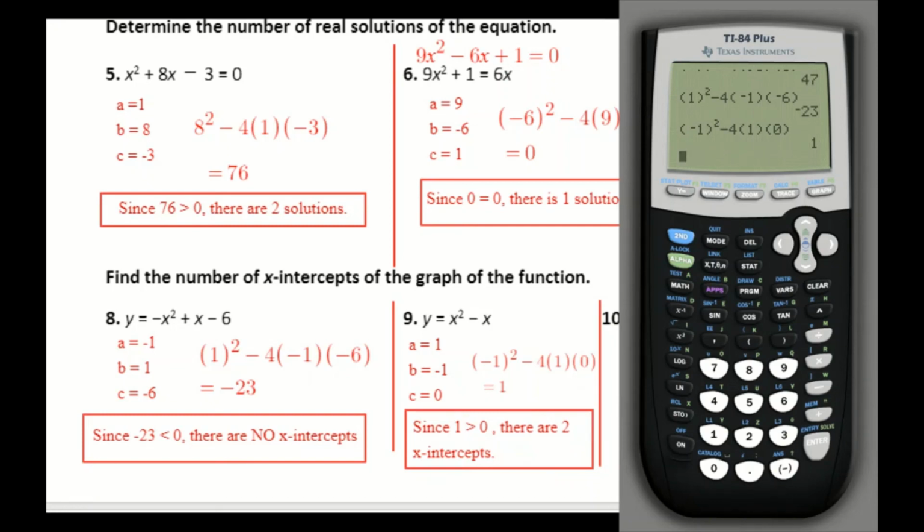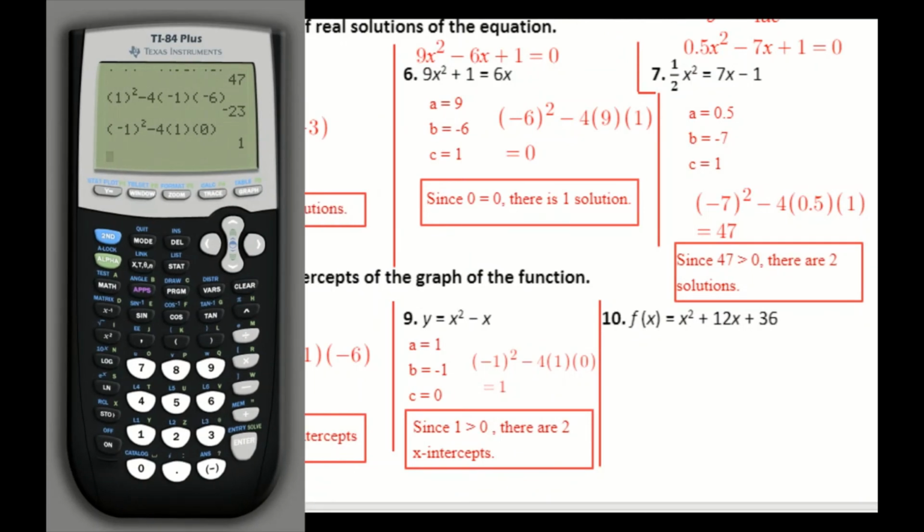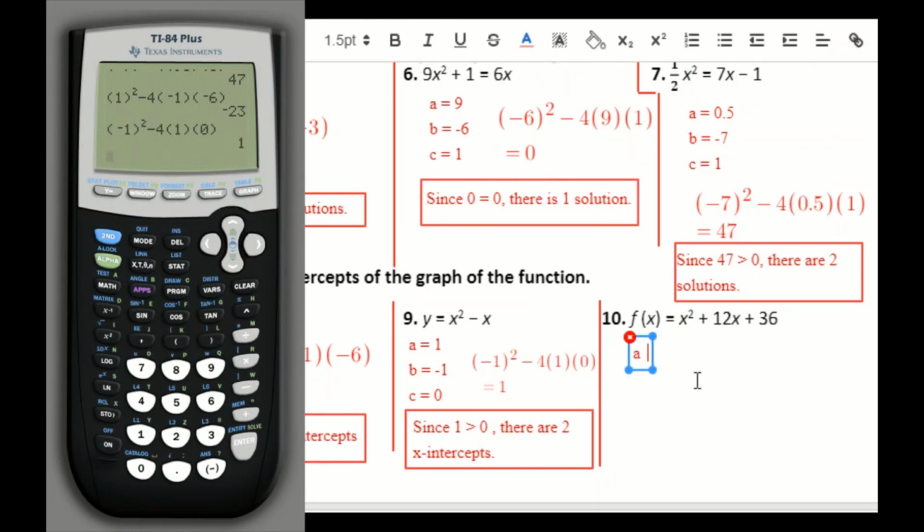All right, number 10. I'm going to remember this time. Move that calculator out of the way. Okay, so number 10, here we go. We're ready to do this. Our A is 1, our B is 12, our C is 36.